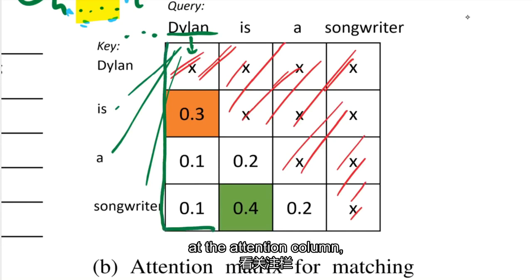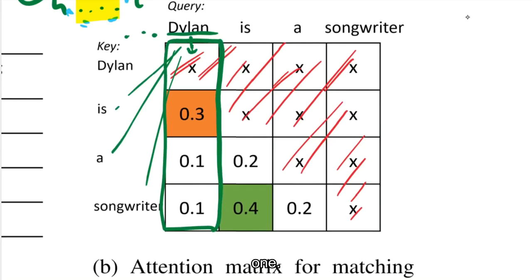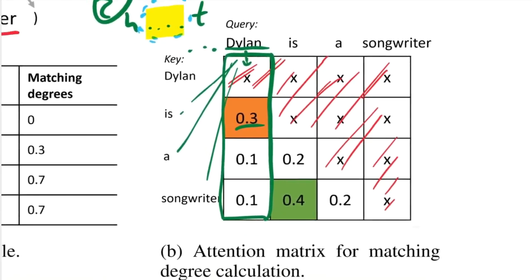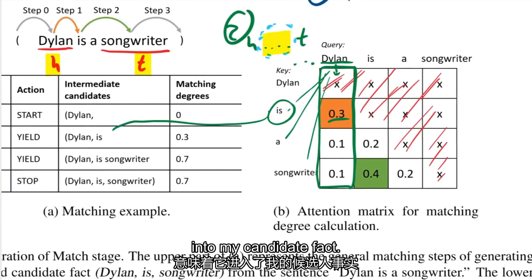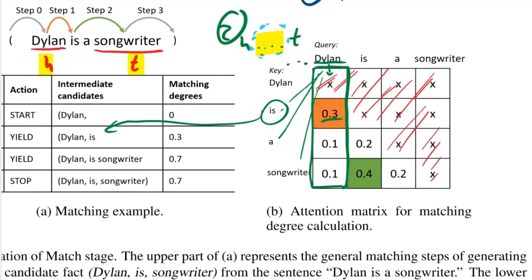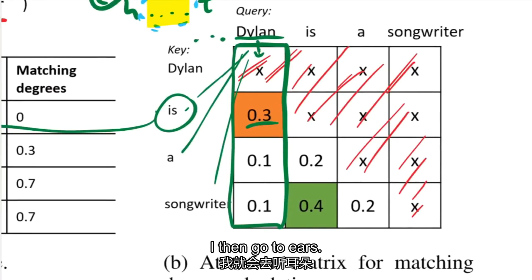Look at the attention column of the token Dylan. I take the highest scoring one. That's 0.3 here, "is" is higher. Okay, then I go to 0.3, and that means "is" gets into my candidate fact. Okay, and once I put "is" into my candidate fact, I then go to "is".